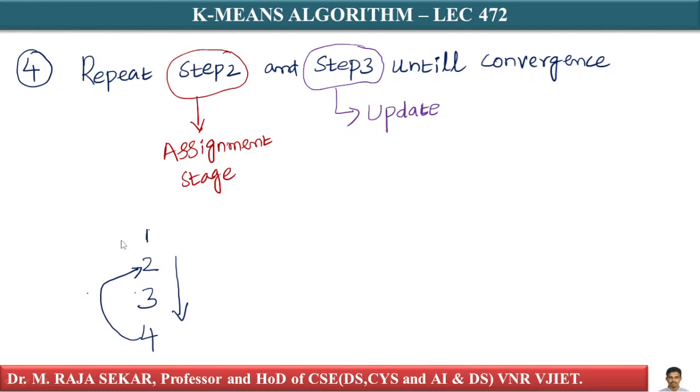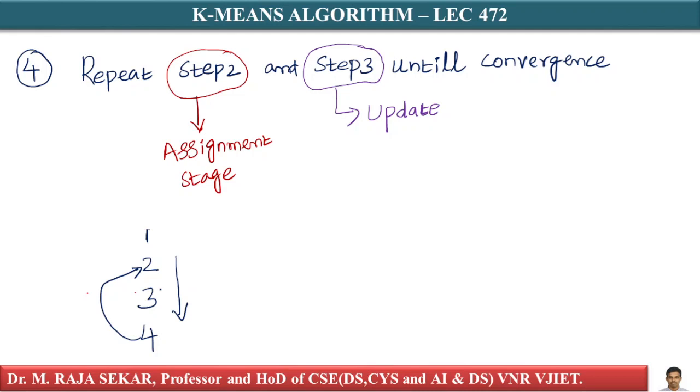This stage is not repeated; you cannot repeat this, but you repeat step 2 and step 3. In step 4, what do you have to do? In step 4, you will say whether it is convergent or not. Here you have to check whether it converges or not. If it is not convergent, go again to step 2 and step 3. Repeat step 2 and step 3 till it converges.